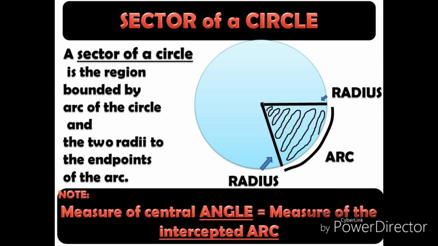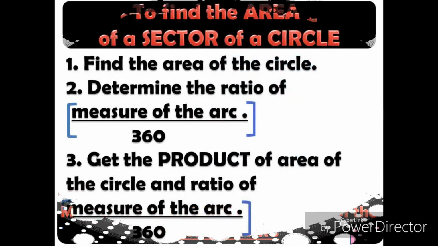We have two radii bounded by an arc, and note that the measure of the central angle is equal to the measure of the intercepted arc. If the measure of the central angle is 30 degrees, then the measure of the intercepted arc is also 30 degrees. If the measure of the central angle is 60 degrees, then the measure of the arc is also 60 degrees.